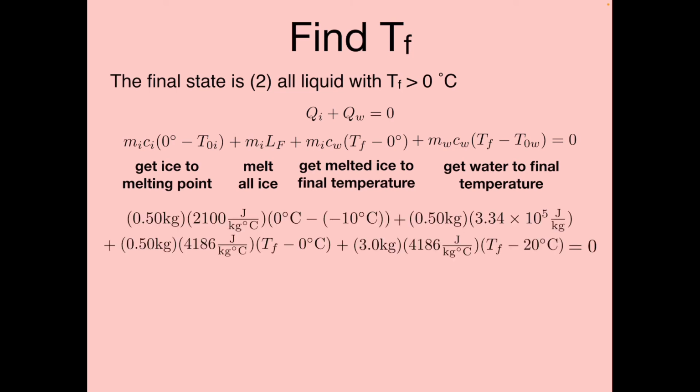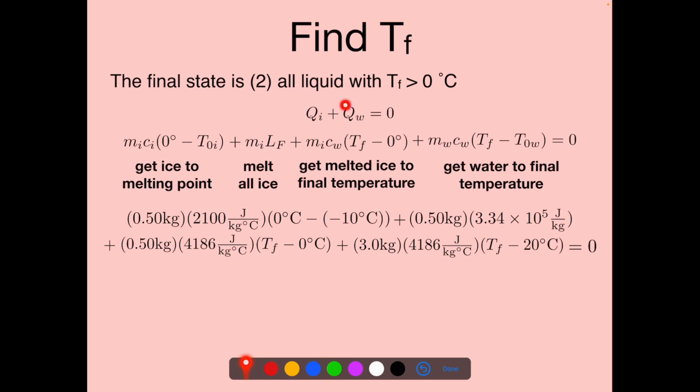So we'll put the numbers in. For the mass of the ice, we have 50 kilograms. For the specific heat, we have 2100 joules per kilogram degrees Celsius. And then we have 0 minus negative 10 degrees Celsius because that's the starting temperature for the ice. And then in the next term, we have the mass of the ice, which is 0.5 kilograms, times the latent heat of fusion, which is 3.34 times 10 to the 5 joules per kilogram.